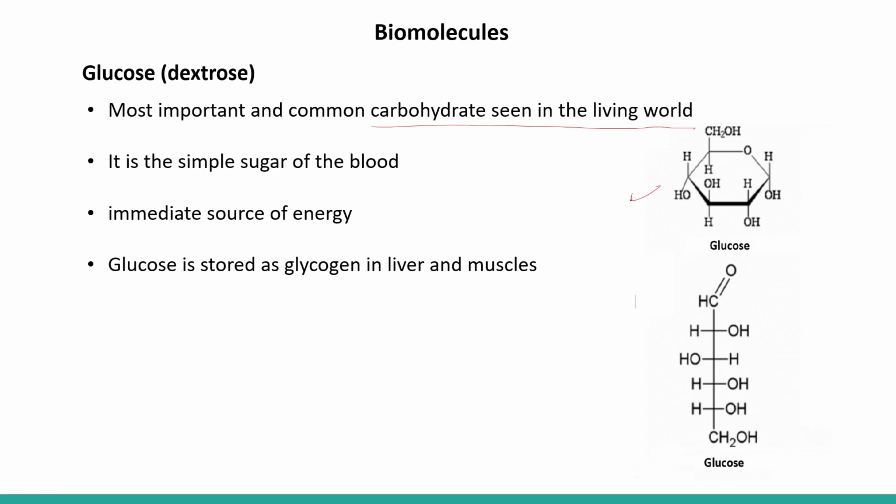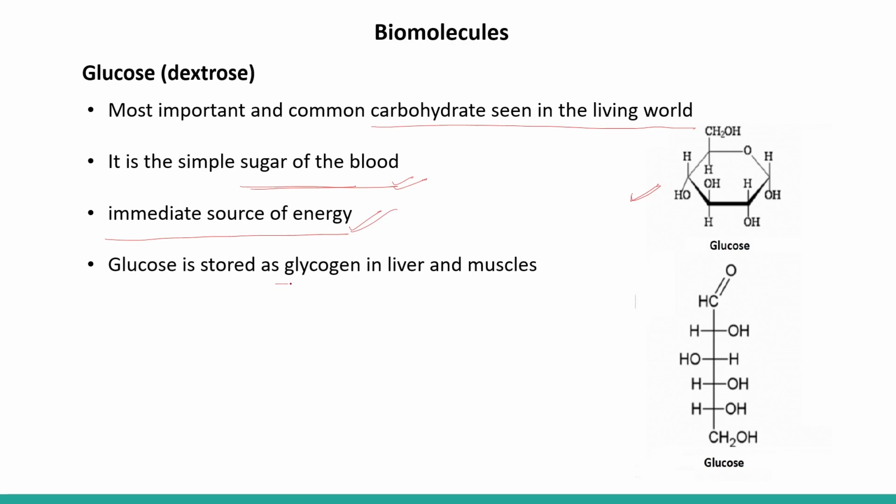Glucose is the most important and common carbohydrate seen in the living world. It is the simple sugar of the blood. So sugar is present in the blood in the form of glucose, and it is the immediate source of energy. This glucose enters the cell and goes into the process of respiration. Oxygen is involved in the breakage of this glucose molecule. So that is why it is called the immediate source of energy.